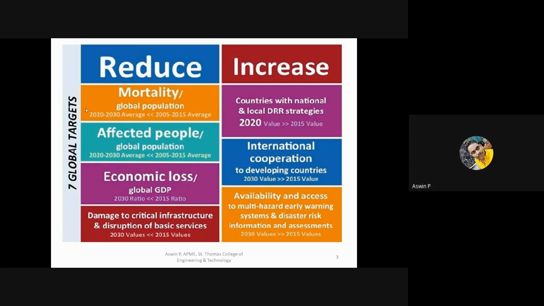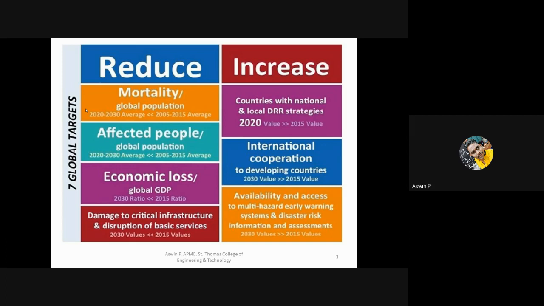And there are three increasing targets. The first one is that countries with national and local disaster risk reduction strategies should be increased by 2020. Only the difference in year comes here, that is 2020 itself. Almost all countries should have a national or local disaster risk reduction strategy.